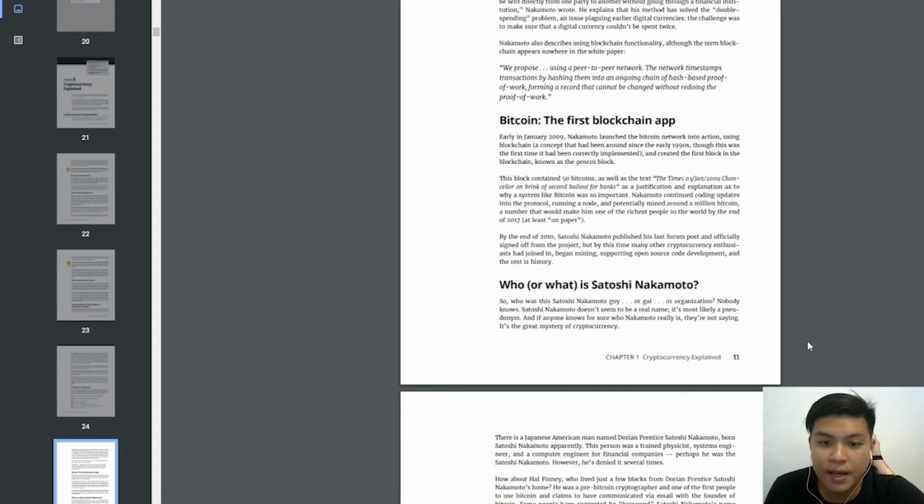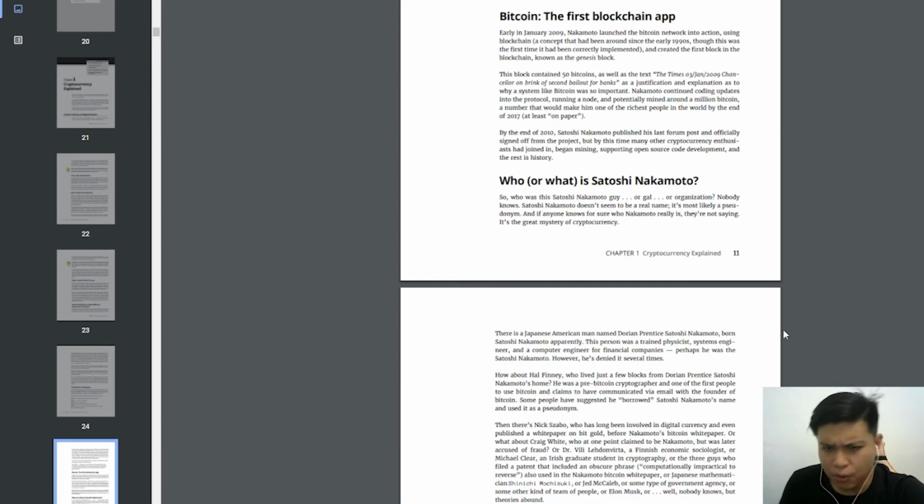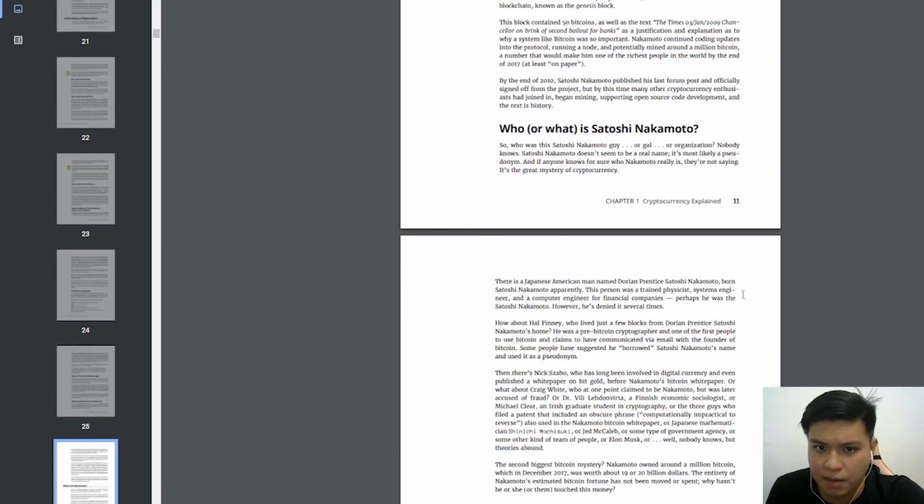Nakamoto continued coding updates into the protocol, running a node, and potentially mined around 1 million Bitcoin, a number that would make him one of the richest people in the world by the end of 2017, at least on paper. By the end of 2010, Satoshi Nakamoto published his last forum post and officially signed off from the project. But by this time, many other cryptocurrency enthusiasts had joined in, began mining, supporting open source code development, and the rest is history.